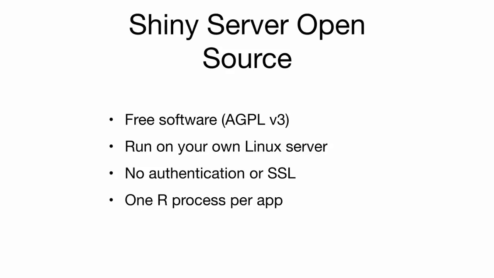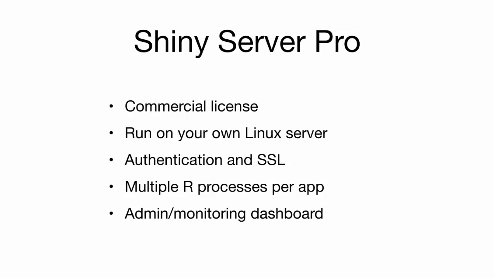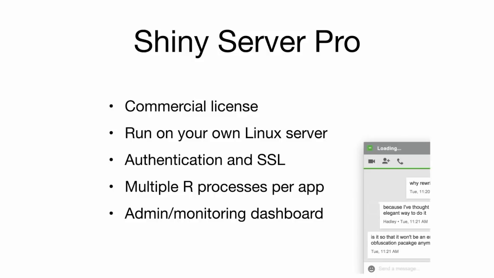There's no authentication or SSL, so it's not very secure. It's not built for security. It's more for public-facing apps, and there's only one R process per app, so it's better for relatively light traffic. Now, I should note that a single R process running Shiny can actually handle multiple connections from users. But if you have a lot of users sharing the same R process, it can get bogged down.